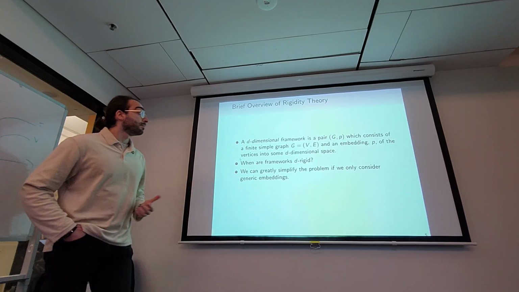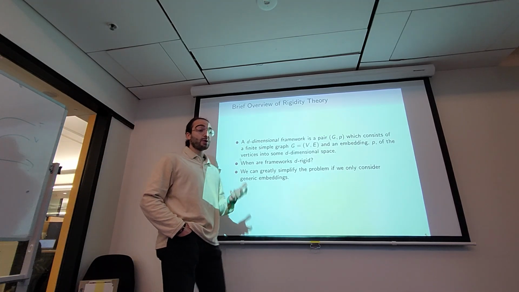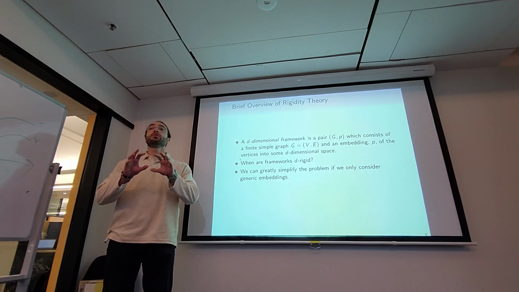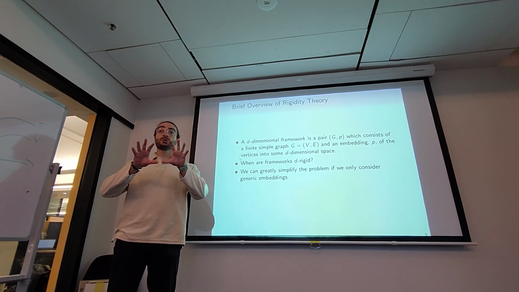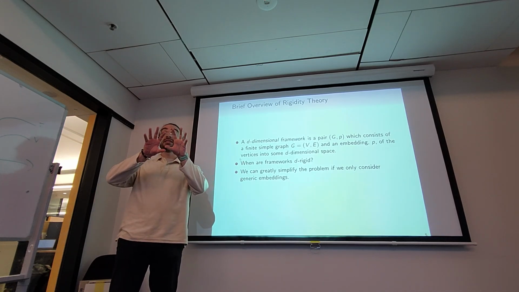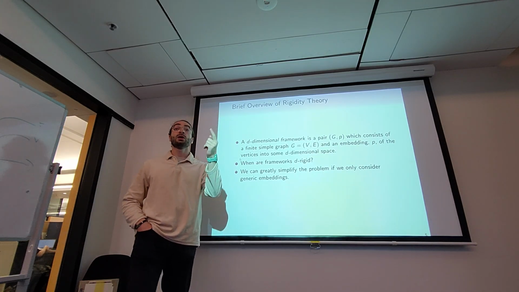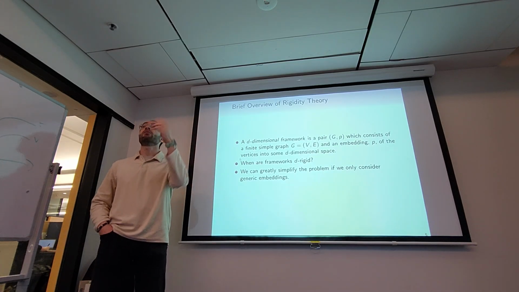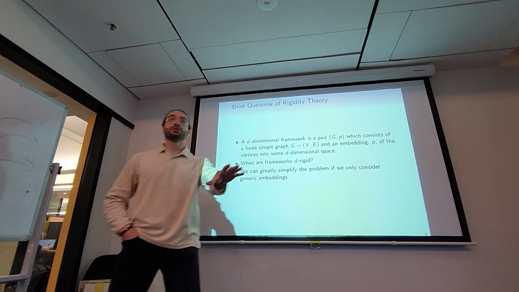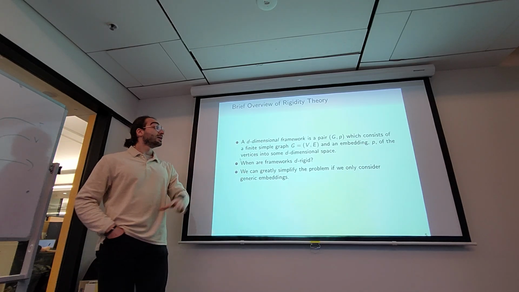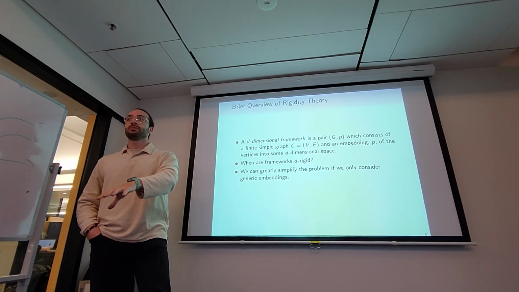Our framework is rigid when we look at a continuous motion of the vertices, and if the distance between the points which are adjacent to each other is maintained, while also maintaining the distance between every single other point for all continuous motions, then it's rigid. D-rigidity looks at D-dimensional rigidity.